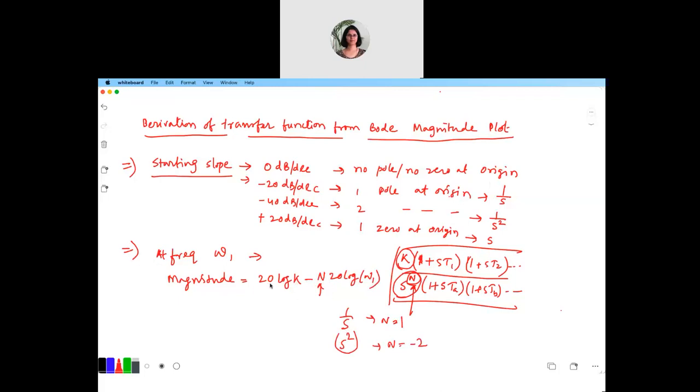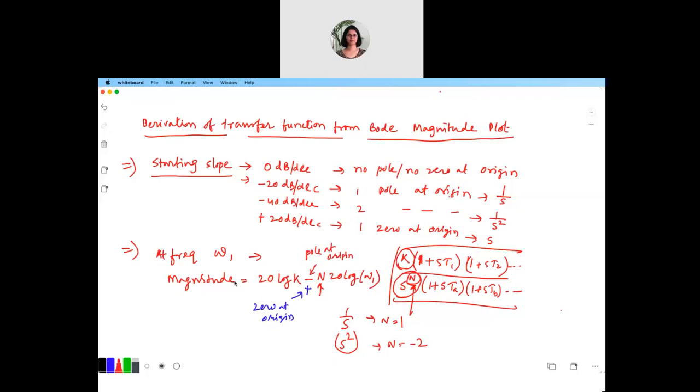This is the same thing how we have calculated the starting magnitude. For starting magnitude, we have calculated magnitude is equal to 20 log k minus 20 log starting frequency if I have one pole at origin. If I have two poles at origin, then this n will be 2 multiplied by that. And here I will have a plus sign if it is a zero at origin. So plus sign is for zero at origin, and minus sign is for pole at origin.